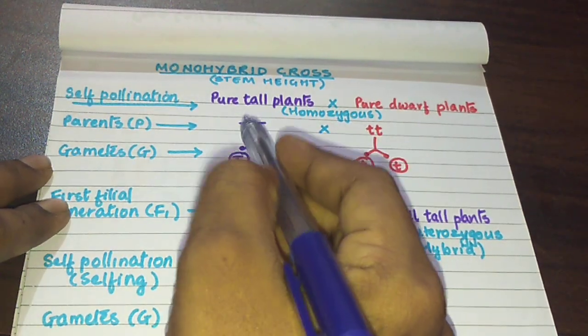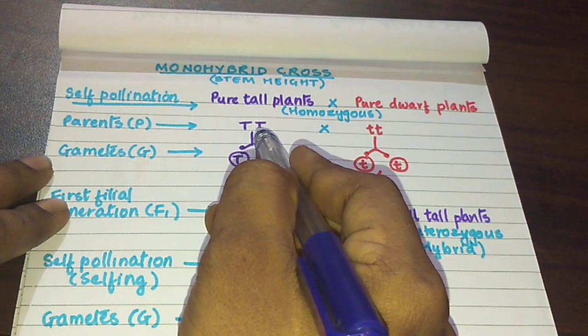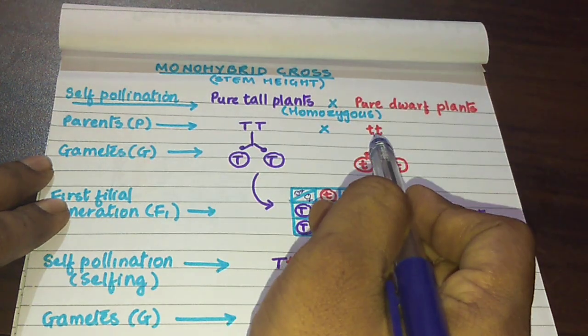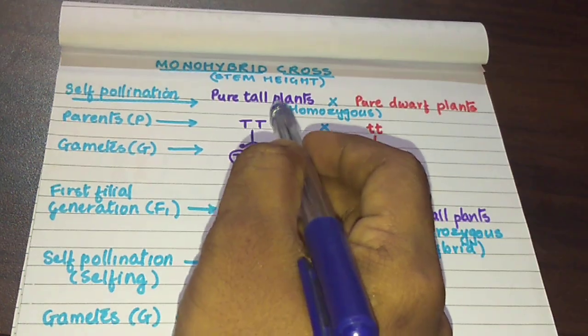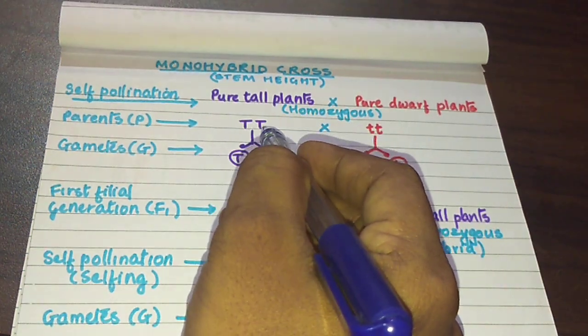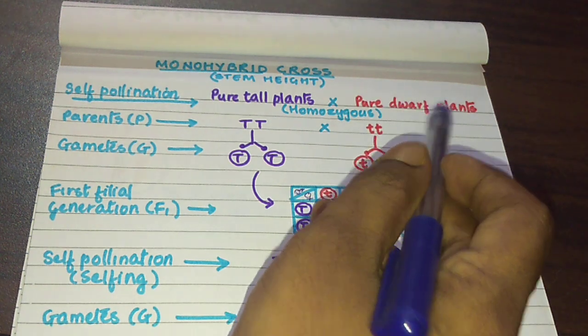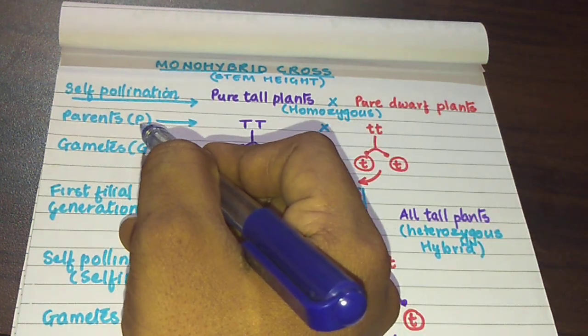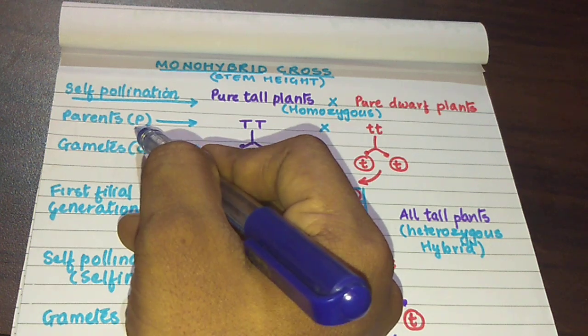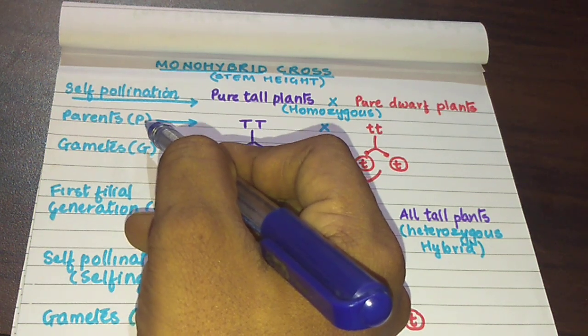So for tall plants we will indicate capital T, and for dwarf plants we will indicate small t. So pure tall plants, capital T, and pure dwarf plants, small t, come under the parental generation or parents, and we will denote it as capital P.